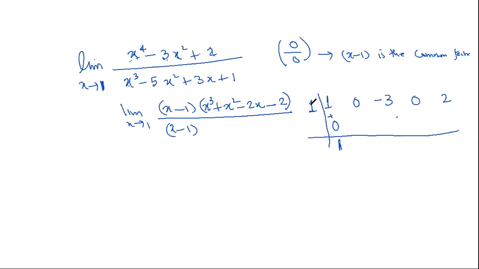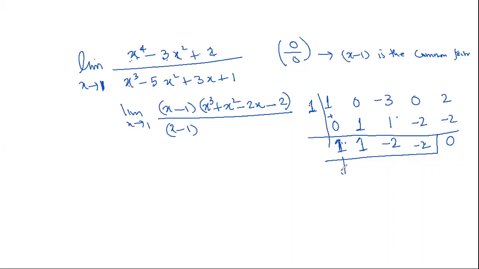Then what is the next operation? Multiplication. Multiply they both. Remainder and this divisor you multiply and write it over here. Again add, multiply and write it over here. Again add, multiply and write it over here. Again add, multiply this both and write it over here, and you should get 0. If you don't get 0, that means there is a remainder. It's not factorizable.